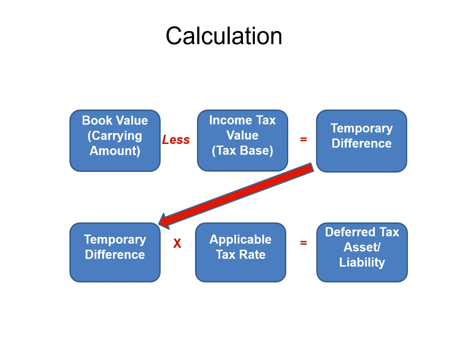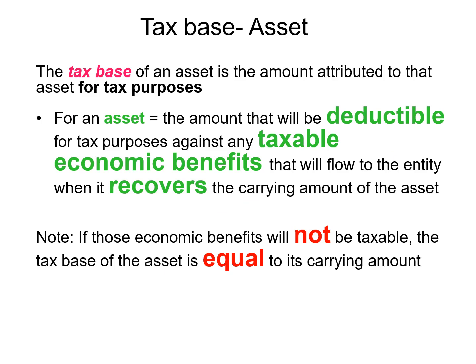Now to go back a little bit to the tax bases, we'll deal with the tax base of both an asset and a liability individually now. You look at the tax base of an asset, it's the amount that is attributed to that asset for tax purposes. So if I was to prepare a balance sheet for the taxman, it's basically the number that I would show that asset at on that balance sheet. So for an asset, it's the amount that will be deductible for tax purposes against any taxable economic benefits that will flow to the organization when it recovers the carrying amount of the asset.